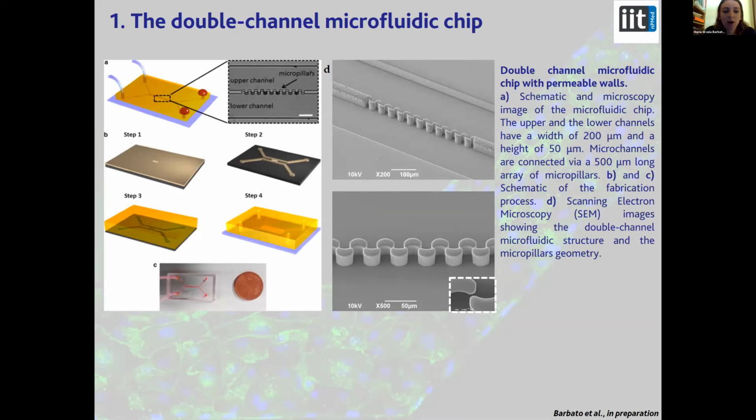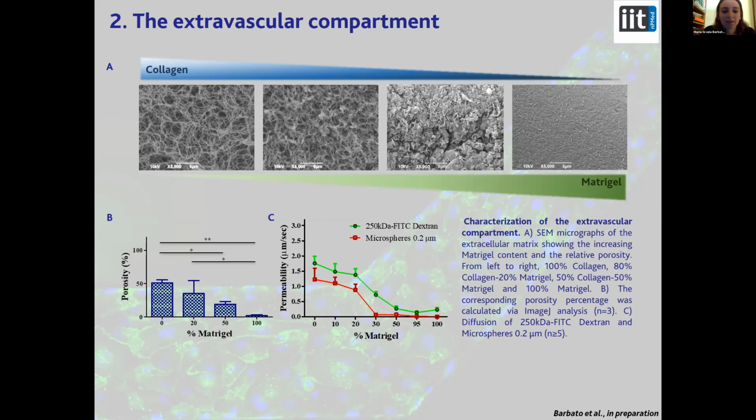So in the first step of our work, we focused on the extravascular compartment because we wanted to realize a 3D extracellular matrix in which we mixed collagen and Matrigel in different volume ratios, in order to obtain a matrix that was also enriched with different growth factors and different types of proteins, like for example proteoglycans, laminin and collagen 4, that are the proteins that we find in Matrigel.